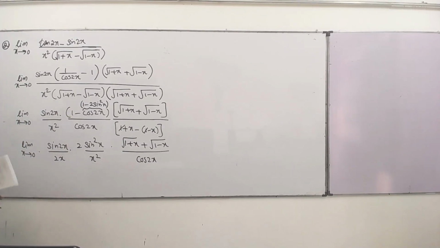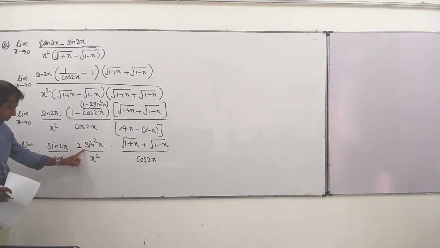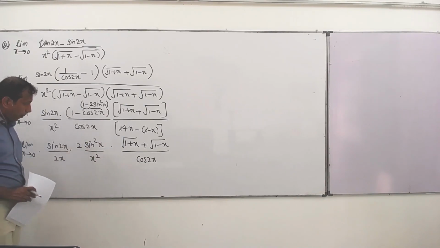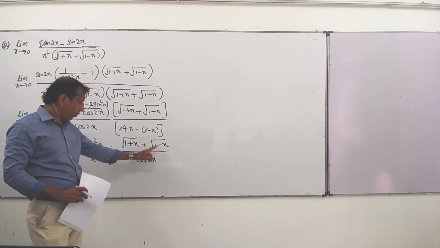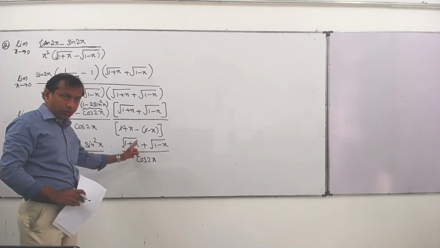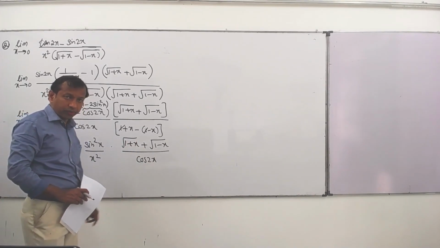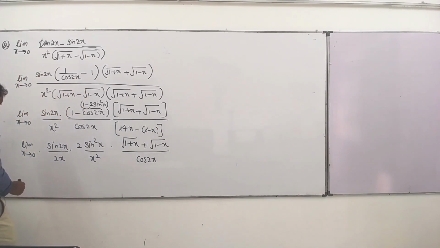Right. Now you can see here, x going to 0 means this is of the form sin theta by theta. x going to 0 means 2x going to 0, no? So therefore this is 1. Here sin squared x over x squared, x going to 0 means this is also 1 squared. Here when you put x equals 0, root 1, root 1, they are 2. Here when you put x equals 0, cos 0 is 1. Understand?